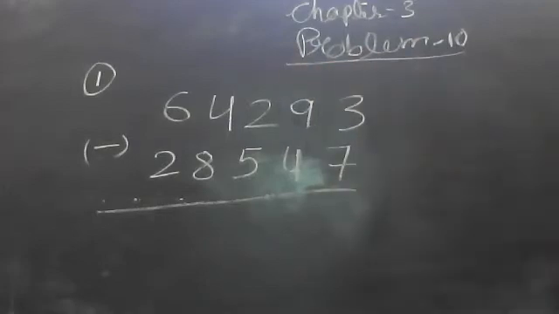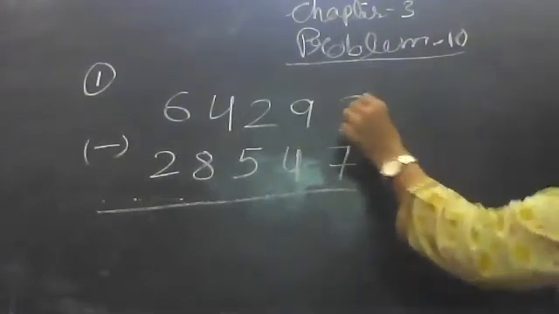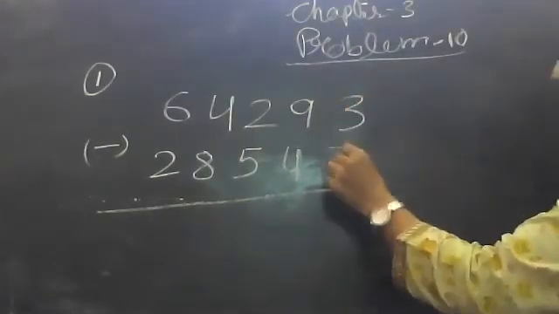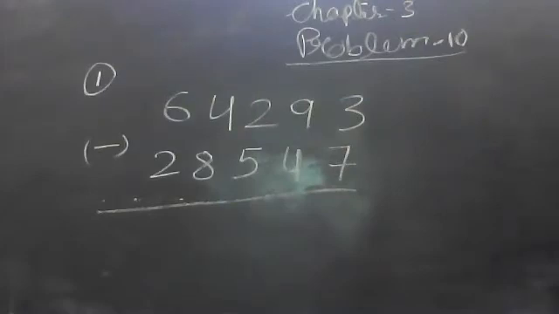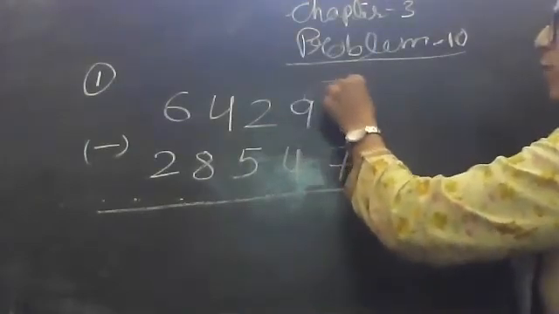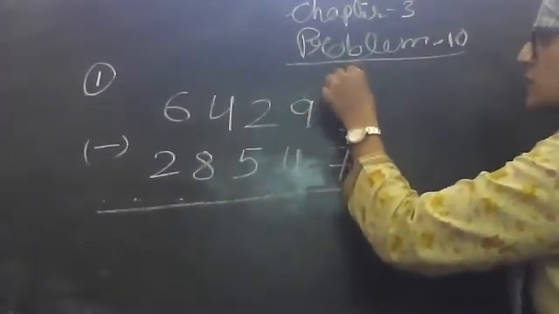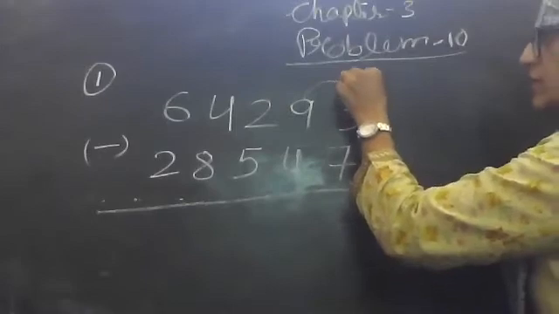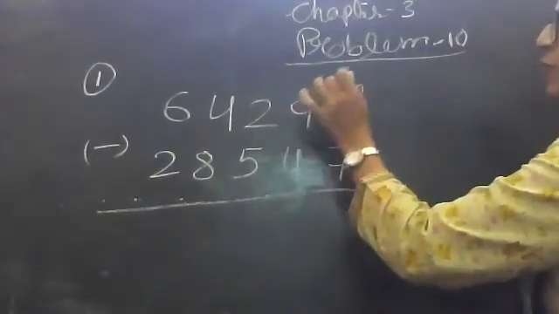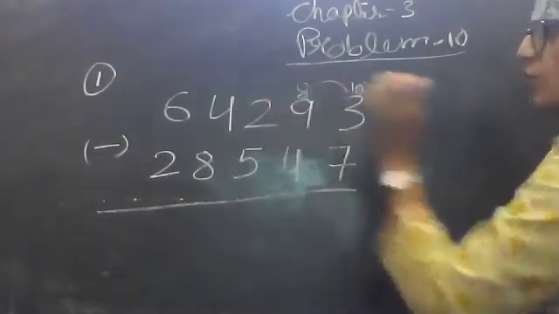Now in this you see, 3 is small and 7 is big. So from 3 you can't subtract the number 7. It is clear. Okay. So now you have to borrow number 1 here, means 10. So you put 1, 10. So here 10 plus 3 becomes 13. But when you borrow one number here, you have to put 8 instead of 9.